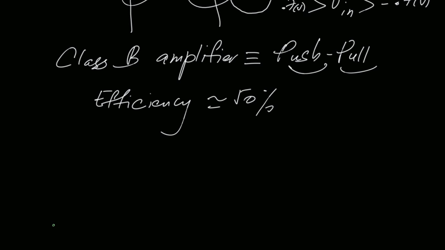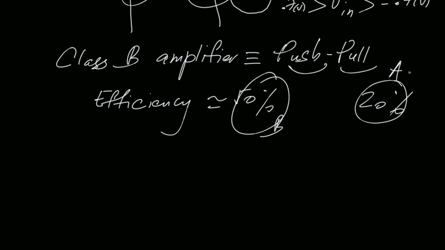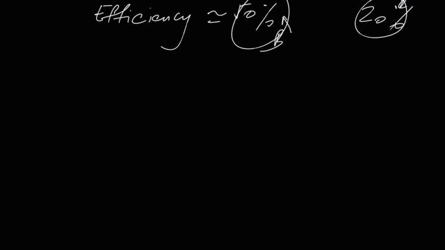But the efficiency is way better than Class A, which I said that practically speaking, it's around 20%, a little bit over 20%. So we pretty much have double the efficiency, which is a great thing actually. So this is the efficiency for Class A and this is the efficiency for Class B.